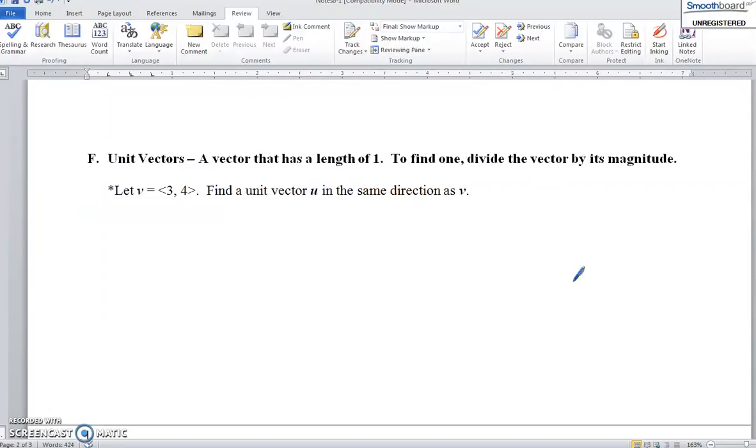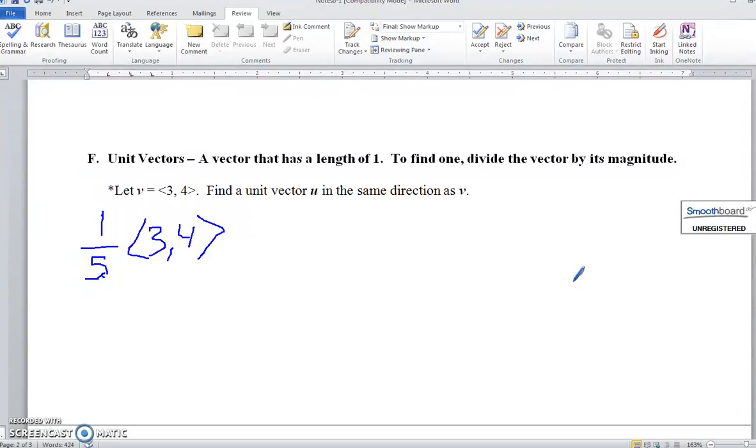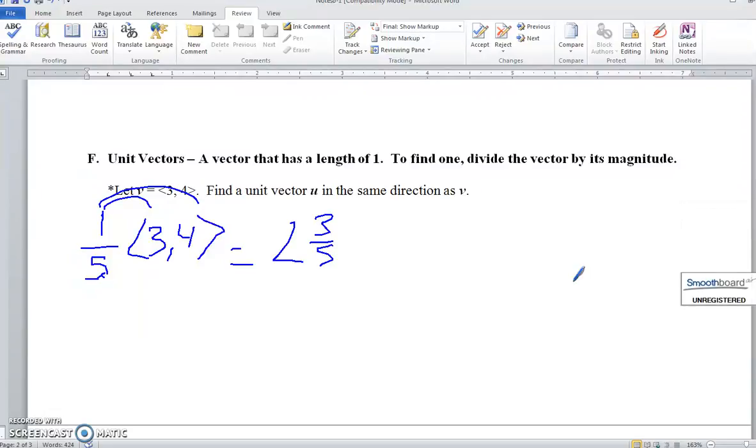So a lot of times, instead of dividing, we might write it initially as 1 over 5 times the vector 3 comma 4. So instead of dividing, I'm kind of multiplying by the reciprocal. It means the same thing, and now I can use my scalar multiplication idea of distributing. Maybe it just makes a little bit more sense mathematically, I don't know. But if I distribute that 1/5, I get 3/5 comma 4/5, which you could also write as 0.6 comma 0.8. So that's kind of the mathy side of it.